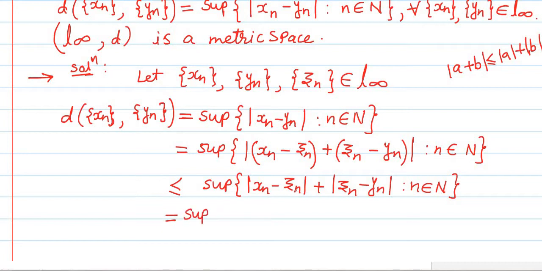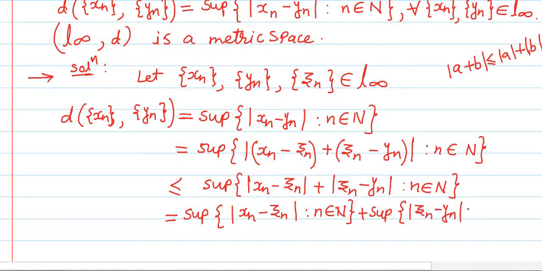Now this is equal to the supremum of, as mod of xn minus zn is a non-negative quantity, as well as mod of zn minus yn is a non-negative quantity, therefore we can separate this, and it can be written as the supremum of mod of xn minus zn, where n ranges over capital N, plus the supremum of mod of zn minus yn, where n ranges over capital N. Capital N is the set of natural numbers.